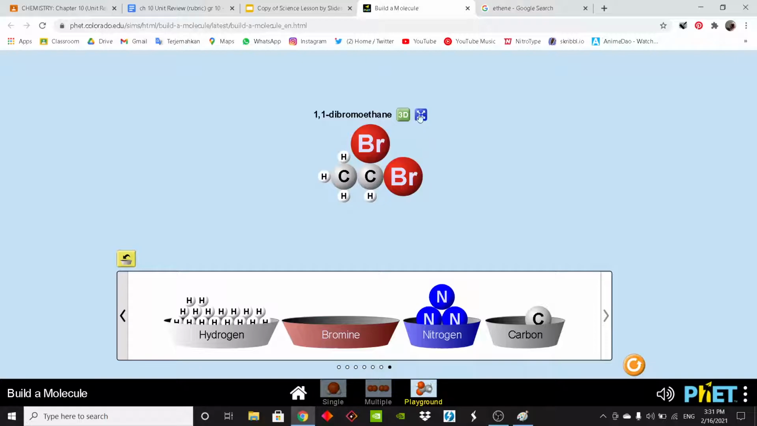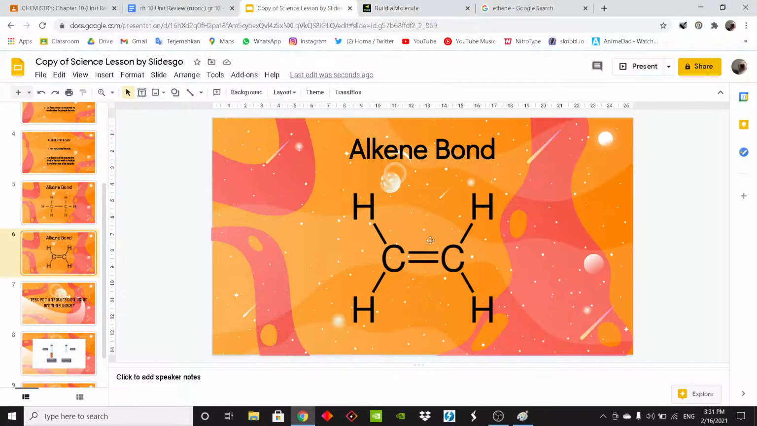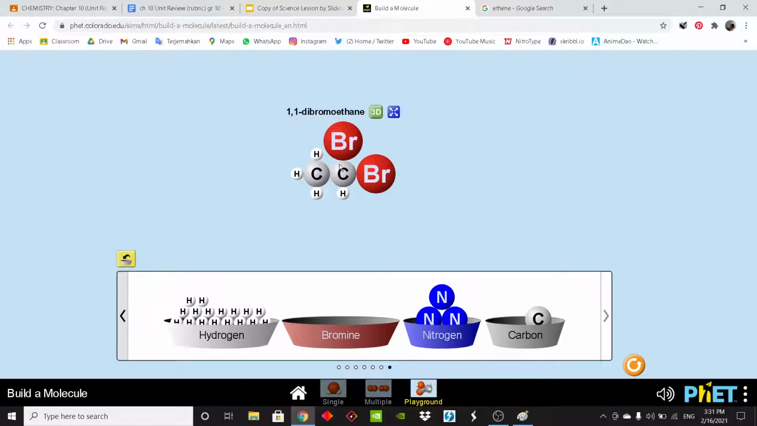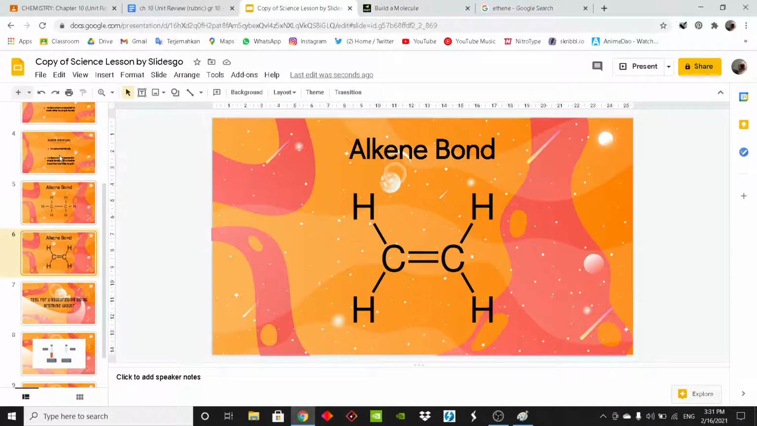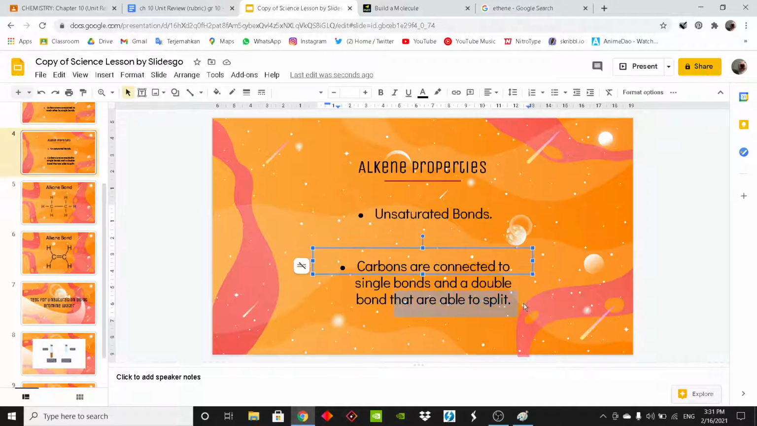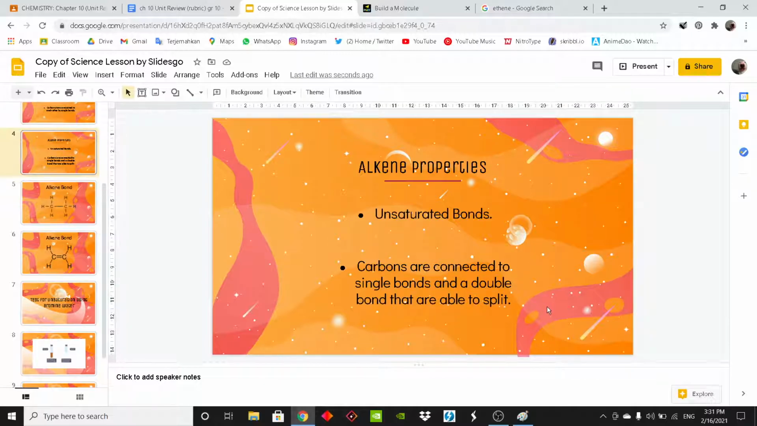Get it? Alkanes cannot since the room is full, and the double bond right here splits and gives room to bromine. And remember, how is it able to split? Because it is one of the properties: carbons are connected by single bonds and a double bond that is able to split.